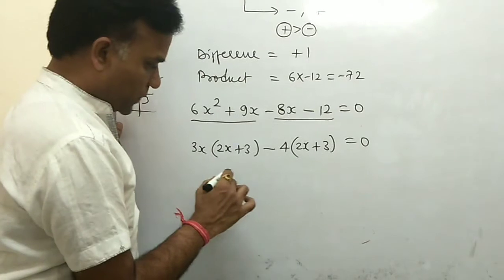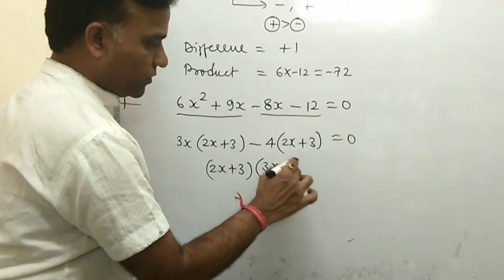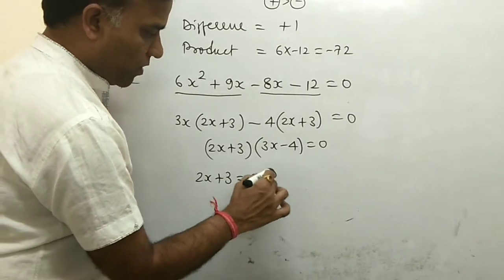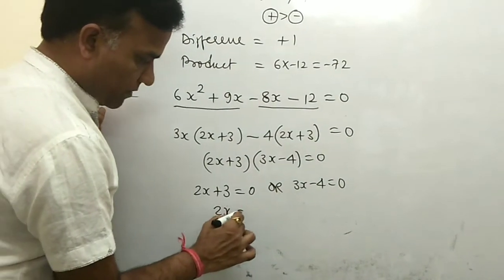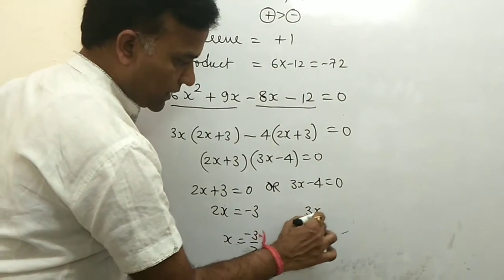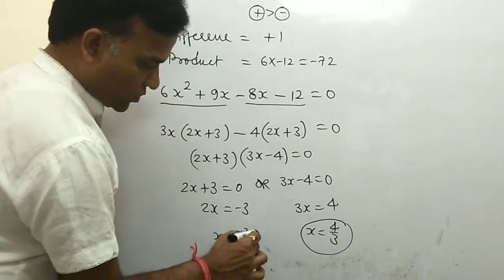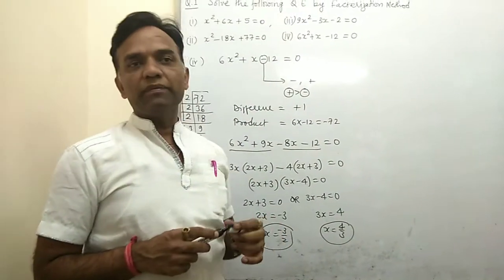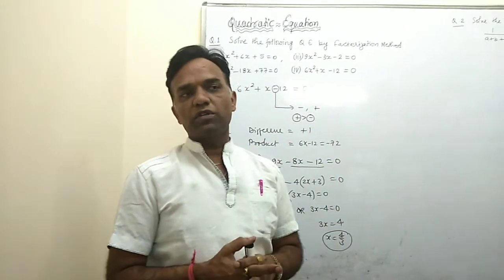So 2x plus 3, and then 3x minus 4, equal to 0. So 2x plus 3 equal to 0, or you write 3x minus 4 equal to 0. So 2x equal to minus 3, or x equal to minus 3 by 2. Similarly 3x equal to 4, then x equal to 4 by 3. So again we have two factors, one positive and one negative. These are the concepts related to the 4 categories, because in the previous video I explained the factorization method, and there are 4 categories of questions we explained.